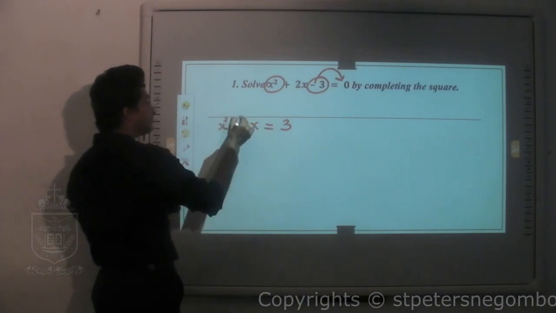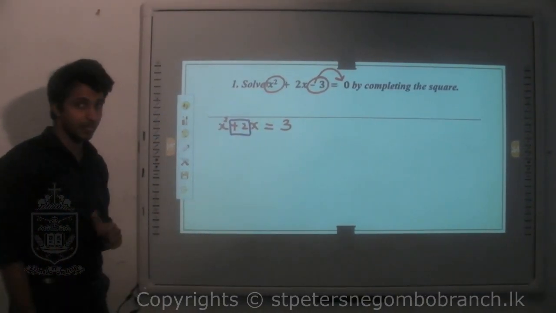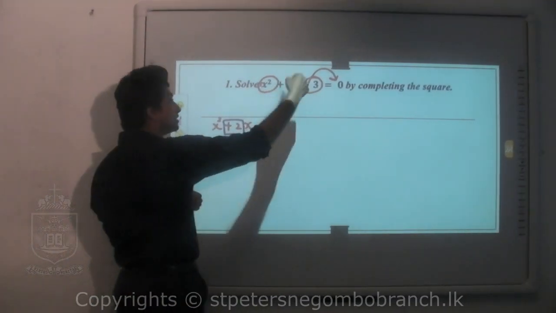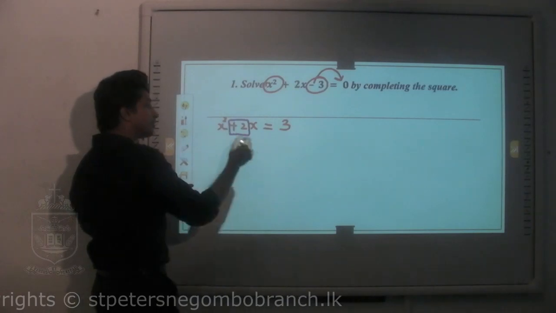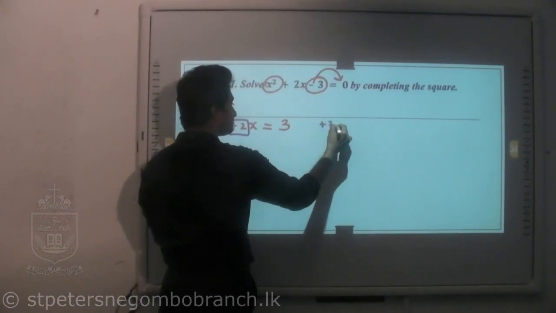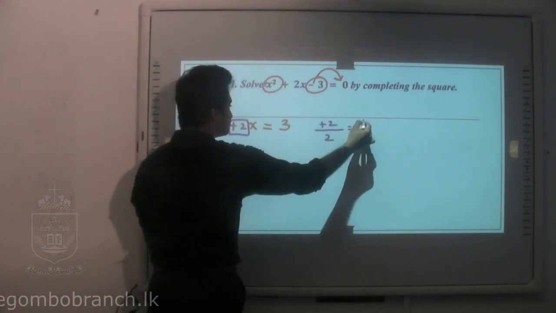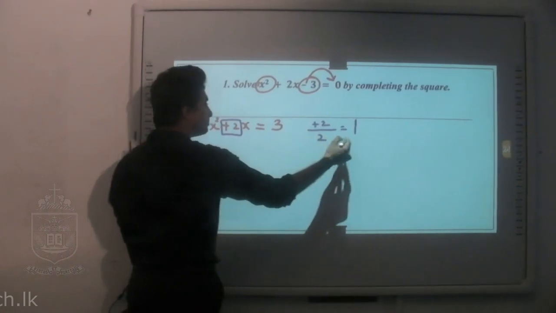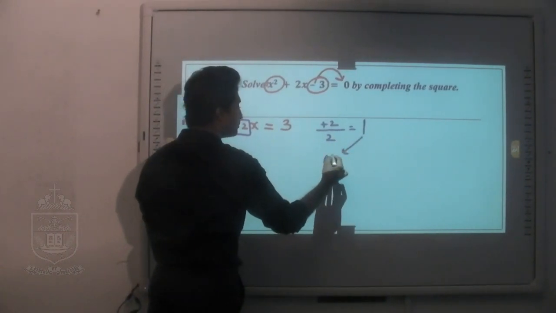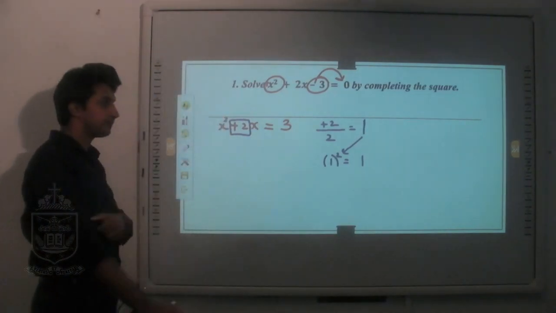Now I have to select the number in front of x. First, take the whole number to the other side of the equation. Second, take the number in front of x separately. Divide it by 2. Always you have to divide the number by 2. You have to take the number in front of x with the sign, divide it by 2, and in the other step you will get an answer. Take the answer and square it.